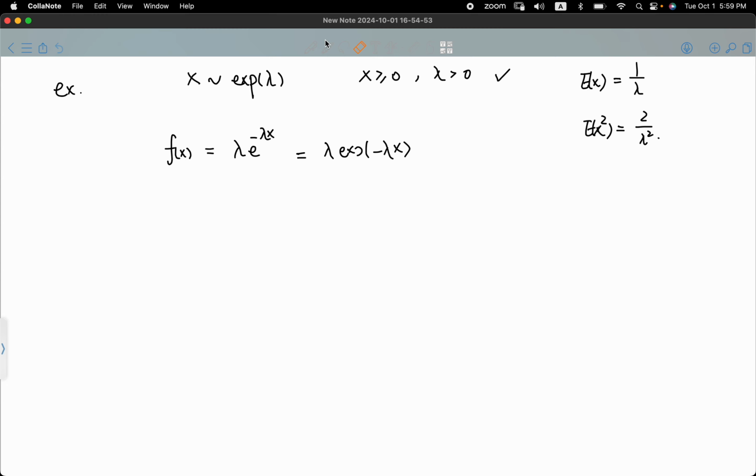Okay. So now, for our first step, if we want to use the moment function to evaluate the first moment and the second moment, we first need to calculate the moment function for a random variable that follows an exponential distribution.